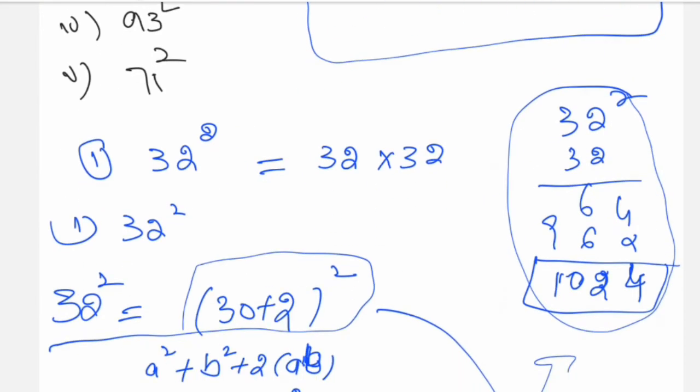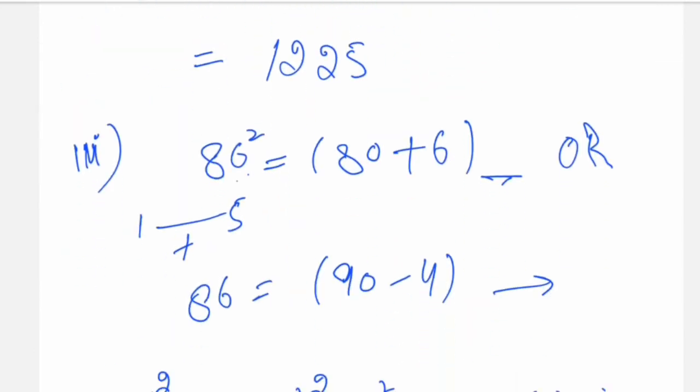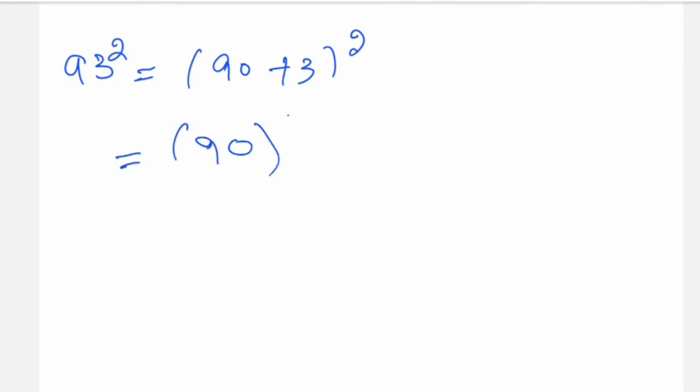86 is 993 whole square. So 93 whole square will be 90 plus 3 whole square. I'll do just one step, and the next step you can do by yourself. I don't want to extend my video, so you can get the method.